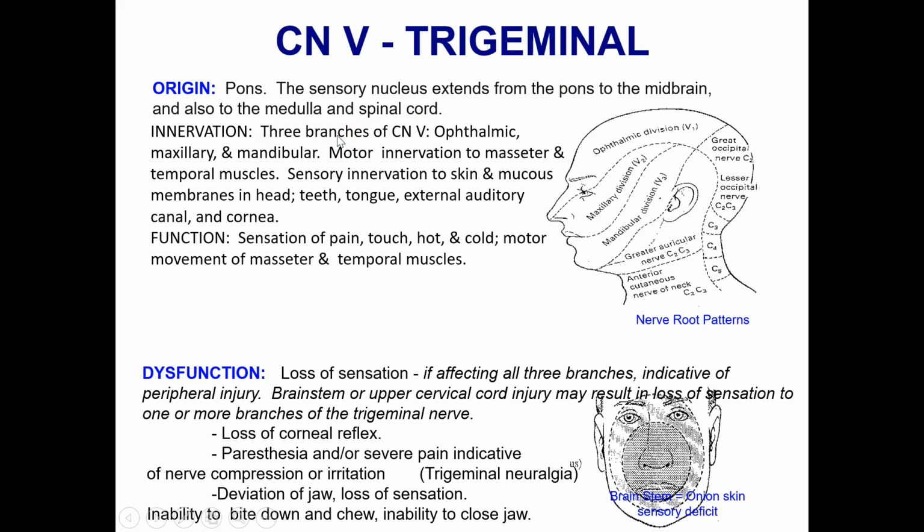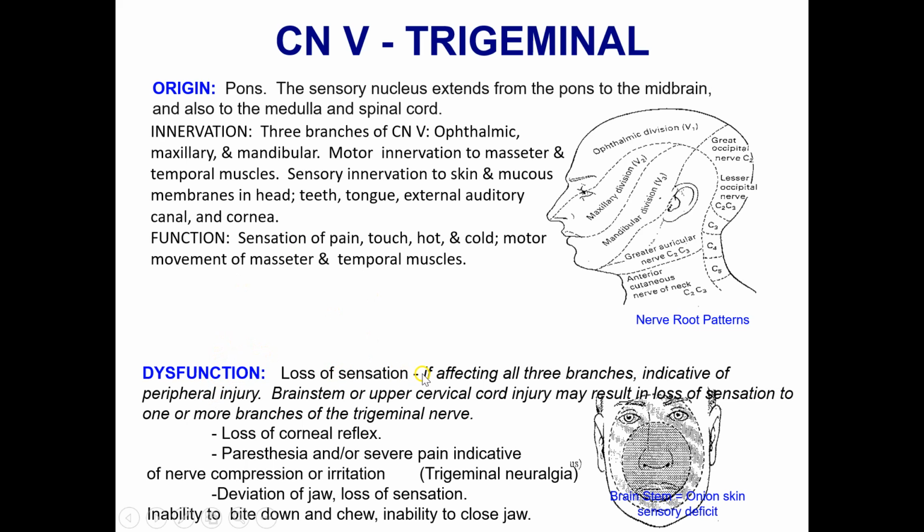Three branches of trigeminal nerve: ophthalmic, maxillary, and mandibular. Motor is innervation to masseter and temporalis. This is just repetition. Sensory innervation to skin and mucous membranes in head, teeth, tongue, external auditory canal, and cornea. Sensation of pain, touch, hot and cold, and other motor functions are of masseter and temporalis muscle associated with chewing.